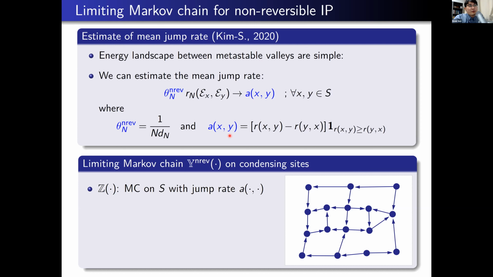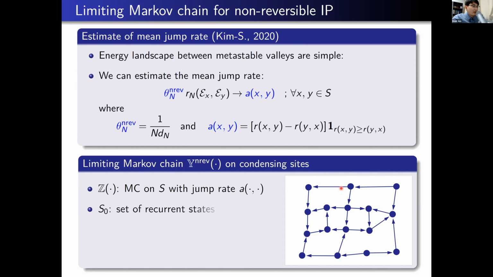So if A_xy is a positive number, then A_yx should be 0 if you look at this definition. So now this is a one-way Markov chain. You can visualize this Markov chain with rate A by using this arrow. If your condensation starts from here, then it will jump to either this side or this side according to this Markov chain G.